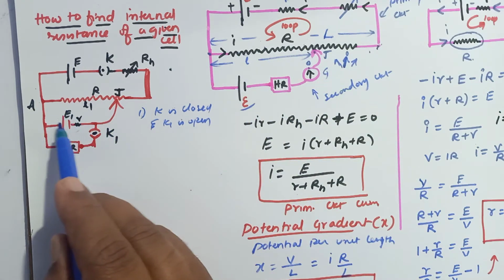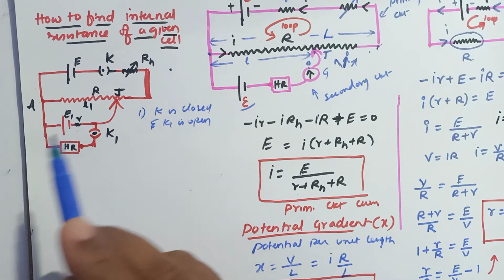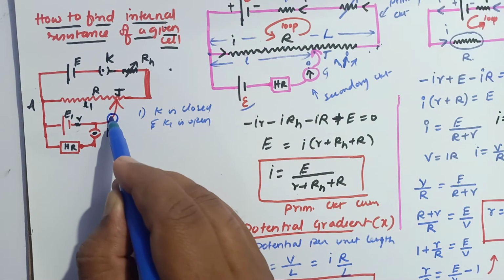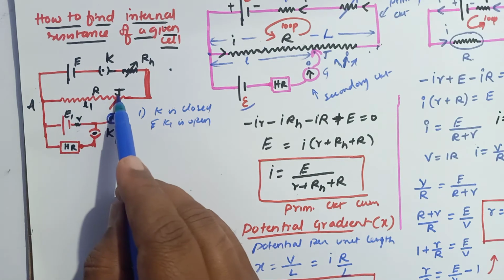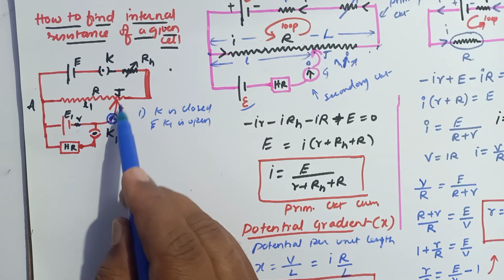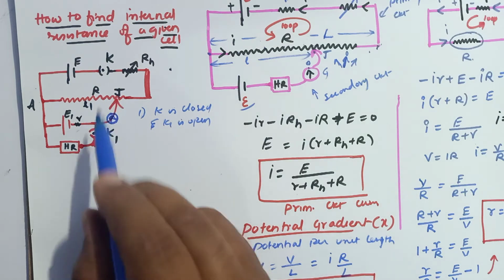So if you find out the EMF of this cell here, you have to see where the balancing length is going to be. Balancing length means the galvanometer present here should show zero deflection. So you have to place the jockey on this wire so that it shows zero deflection. If zero deflection is shown, that means this is going to be the balancing length.